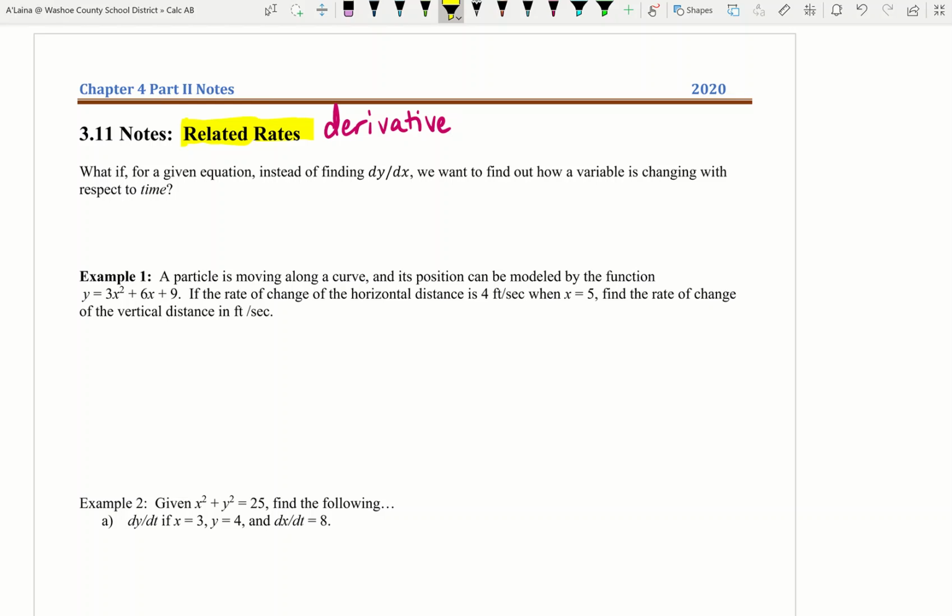And usually these rates, instead of being with respect to x as our input variable, we'll be doing with respect most of the time to time. And we could find the rate of change of a variety of different variables depending on our equation, but most related rate problems are with respect to time.